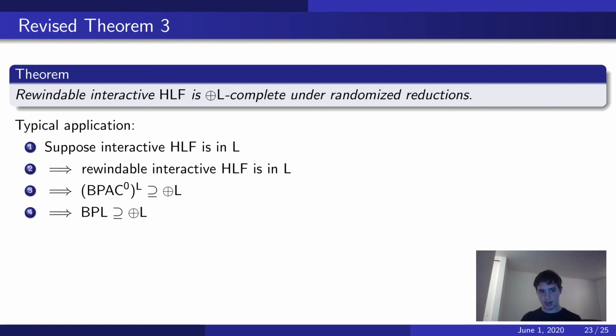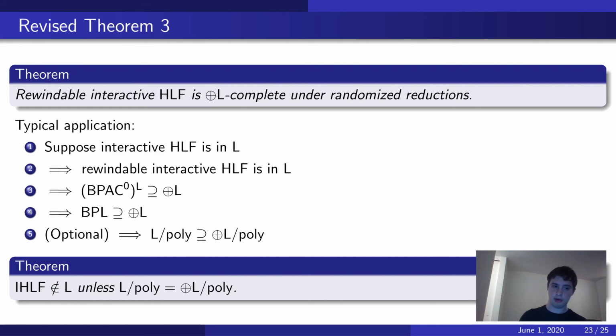Randomized log space containing parity L is already weird, but if we give it both of the classes advice, then we get this inclusion of non-uniform classes, which is kind of nice. It subsumes the randomness. And so the interactive HLF problem is not in L unless we have this collapse.